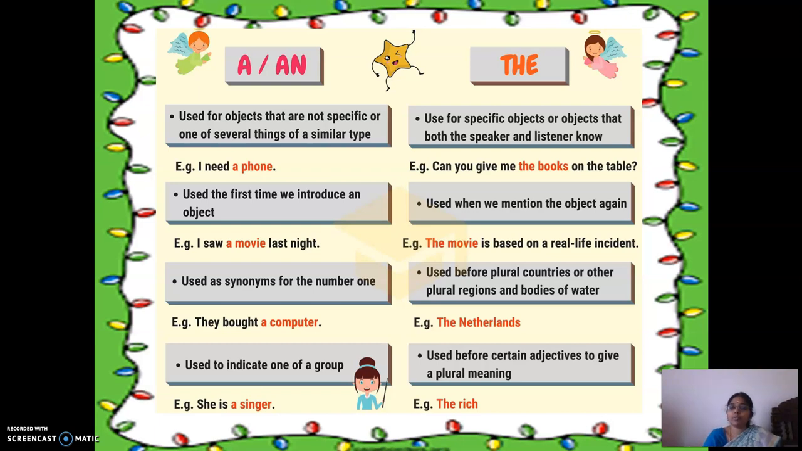Right? Used when we mention the object again. The movie. First I told you, I saw a movie last night. The movie is based on a real life incident.